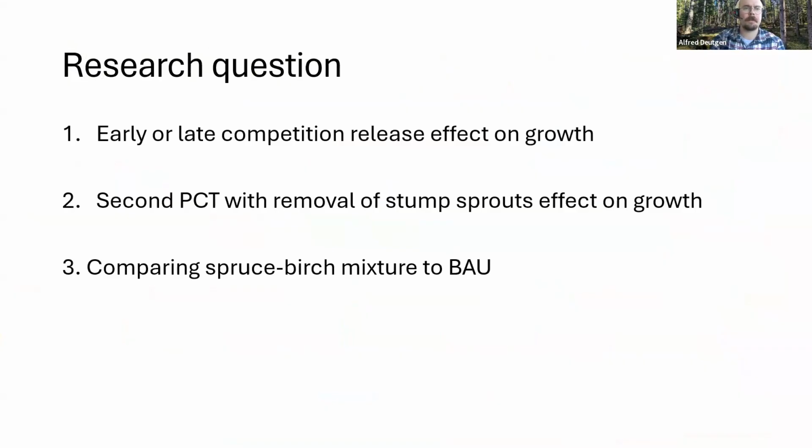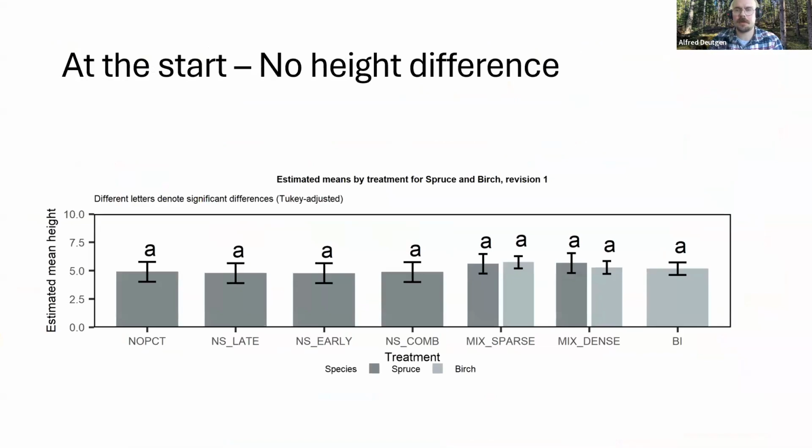monoculture counterpart. And at the start, so in revision 1, after the second pre-commercial thinning, there was no height difference of any kind in any of the treatments, also between species, which also indicates that the birch is, in that sense, not in an optimal height relationship. It's the same height, which of course will make it harder for the birch to survive, and it will not compete with the spruce in that same way.